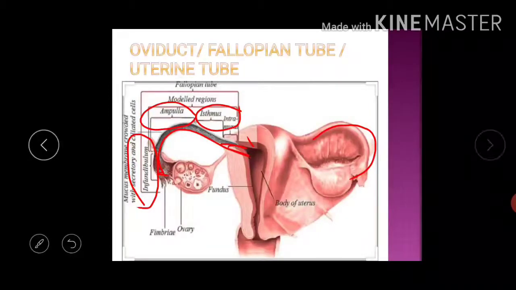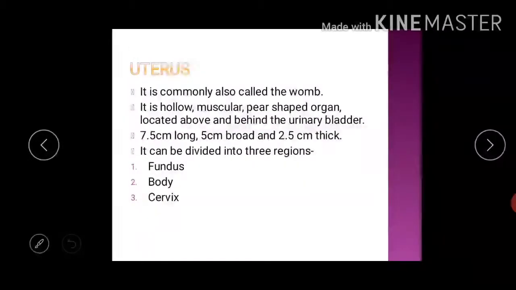Now the next thing, the uterus. It is commonly called the womb. It is a hollow, muscular, pear-shaped organ located above and behind the urinary bladder. The size they have given is 7.5 centimeters long, 5 centimeters broad and 2.5 centimeters thick, and it can be divided into three regions: the fundus, body and cervix.